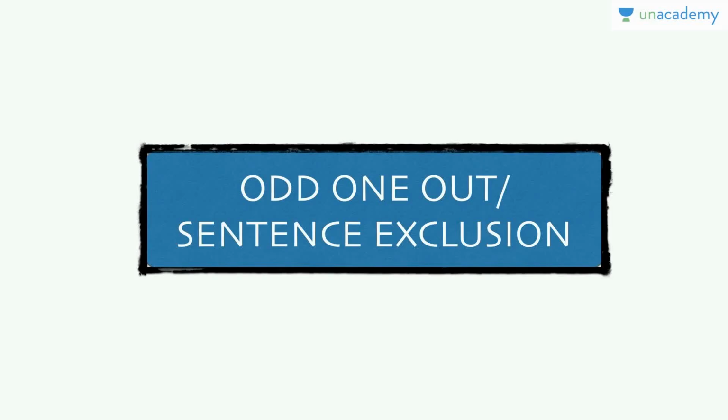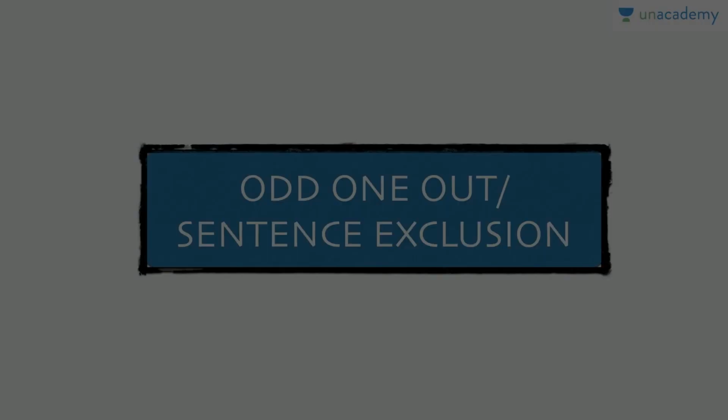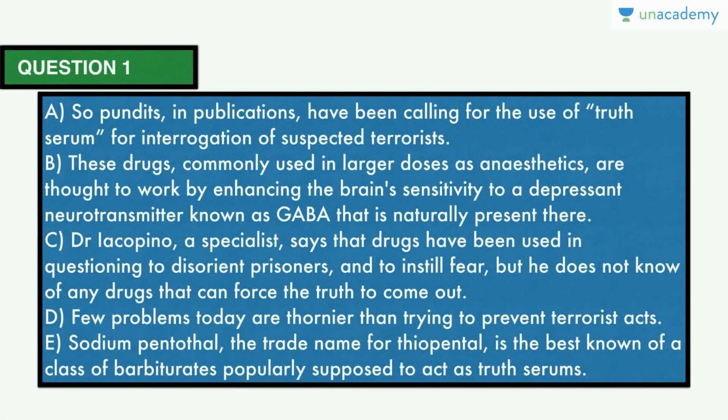Let's get started with lesson 3 on odd one out or sentence exclusion. You can pause the video and try your own solution. Let's see if the sequence that we find and the odd one out sentence that we find match or not. Okay, so question 1.